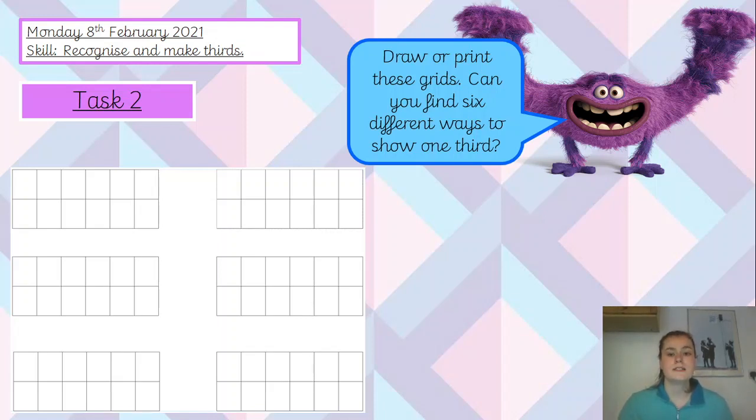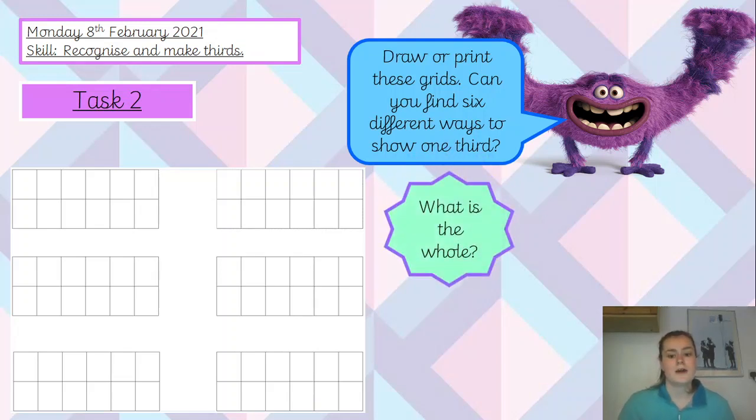So just like we did at the very beginning with the red boxes shaded in, finding different ways to shade in 1/3. So before we start, I'd like to have a look at the whole box. How many parts has it been broken into? So what is the whole? So you can count them up. So we've got 1, 2, 3, 4, 5, 6, 7, 8, 9, 10, 11, 12. So there's 12 boxes in each grid.